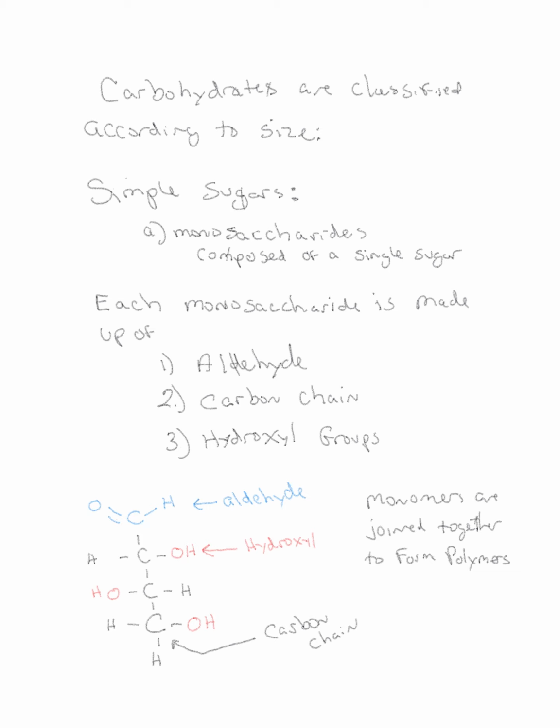So if you look at carbohydrates, they're classified according to size. And what we mean by size is we're looking at how many carbons they have. So you can look at broadly two categories: simple sugars, which are made up of monosaccharides and disaccharides. A monosaccharide is composed of one single sugar. A disaccharide is composed of two individual sugar molecules bonded together. And then you have another group of carbohydrates that are much more complex, and those are the polysaccharides. So we'll start looking at the monosaccharides.